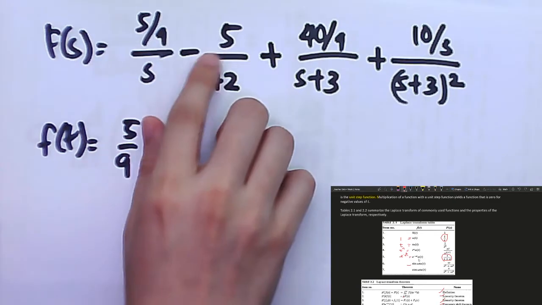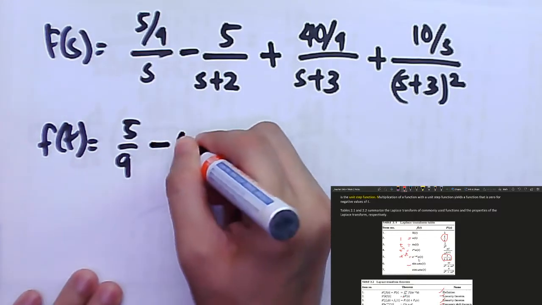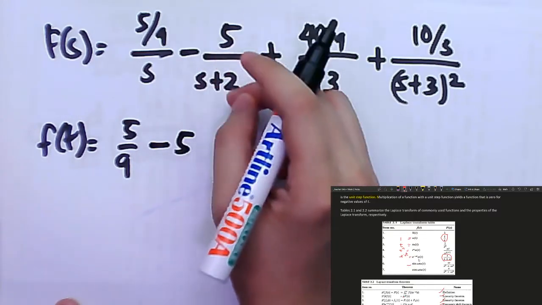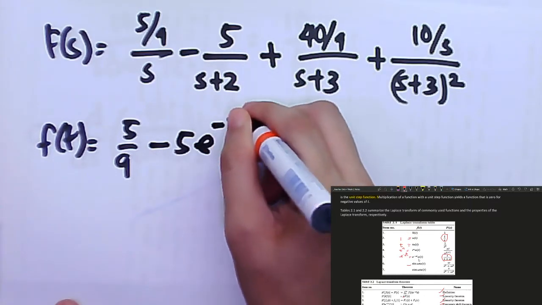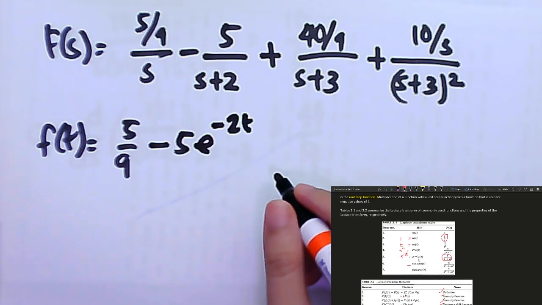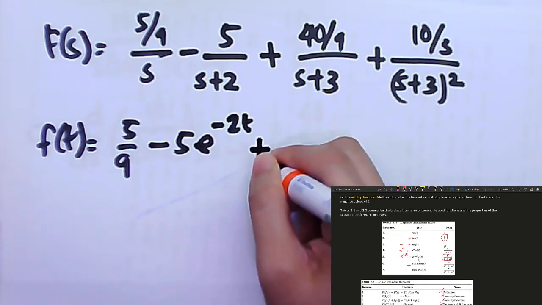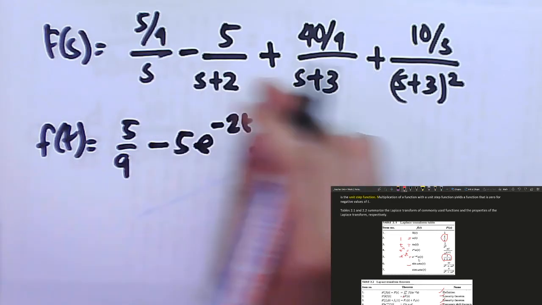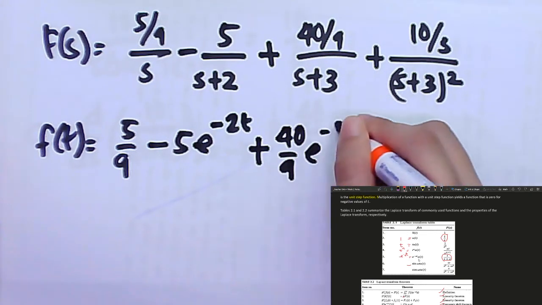Okay, pero may 5 dito. So, ilalabas natin yung 5. Tapos, yung inverse ng 1 over s plus 2 is e raised to negative 2t. Okay. Then, plus, similar siya dito, you would have 40 over 9 e raised to negative 3t.